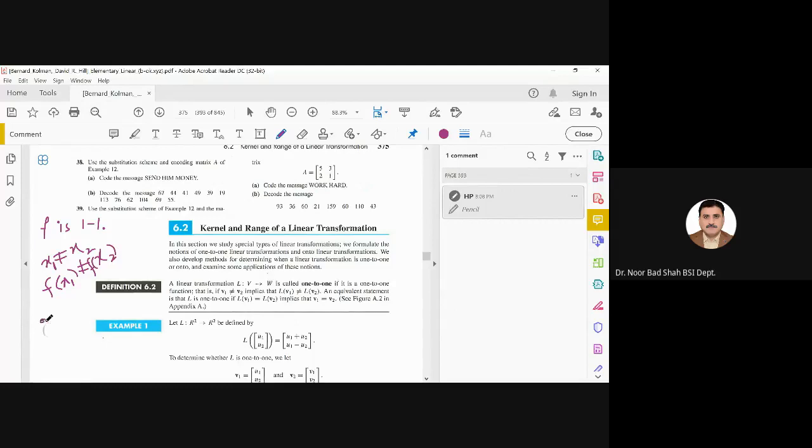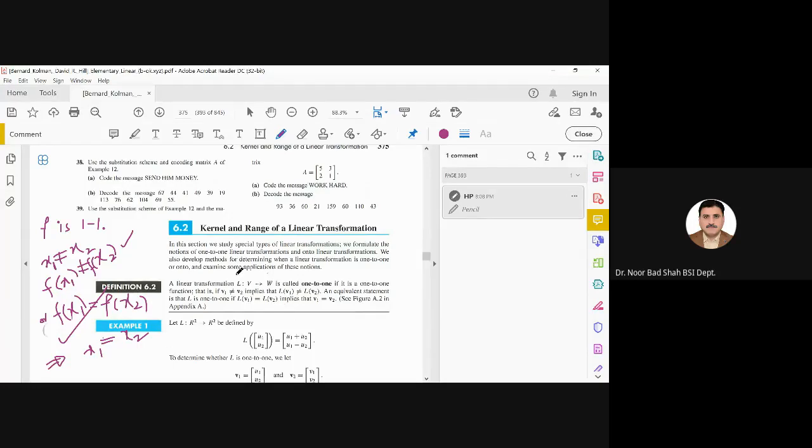Or we check it in a way that if f of x1 is equal to f of x2 for any two values in the domain x1 and x2, that implies that x1 is equal to x2. So we say the function is 1-1. You can check this one or you can check this one, whichever is easy for you. Okay. So the same thing for linear transformation as well.